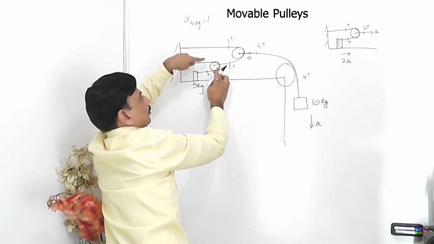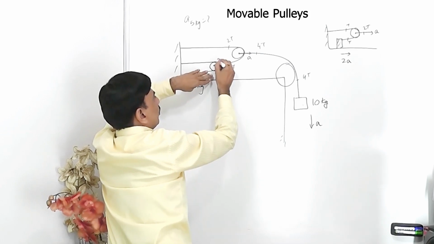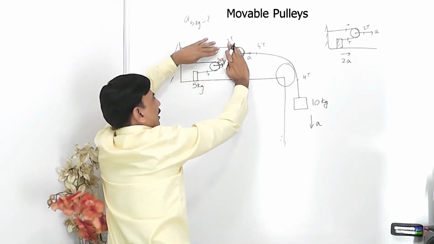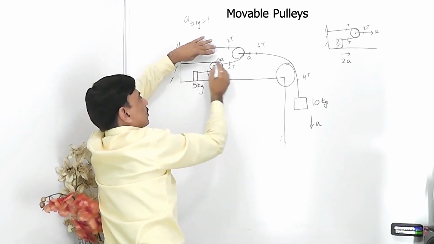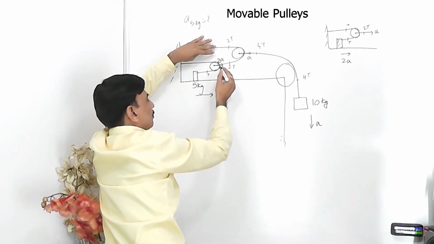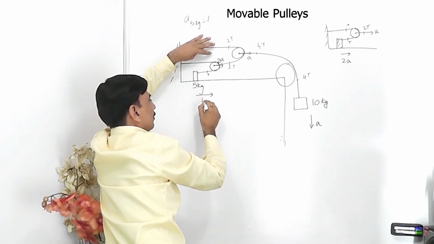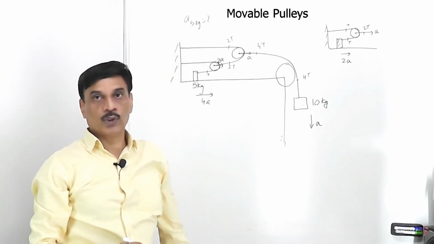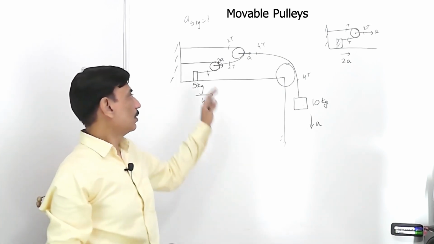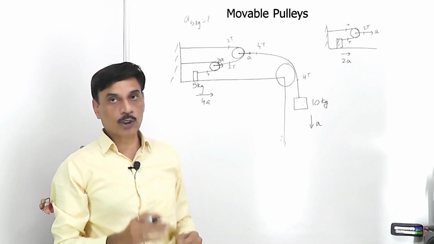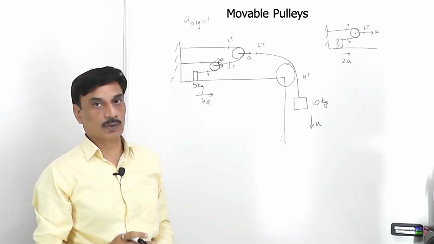What is tied over here? This pulley is tied over here. So this pulley will go with 2a. So now if this pulley center goes with 2a, then one end is fixed. So obviously this block will move with double the acceleration, that is, it will move by 4a. So what we have done is, we have established the relationship between the tensions in the various strings and also between the accelerations of various blocks.